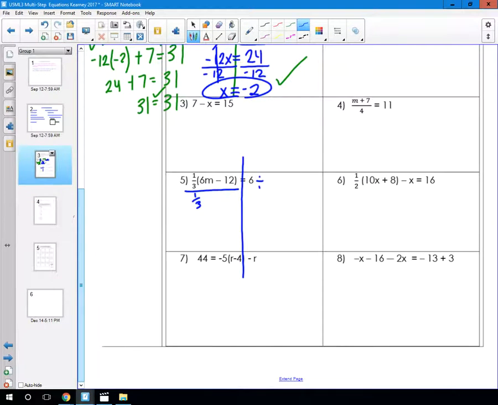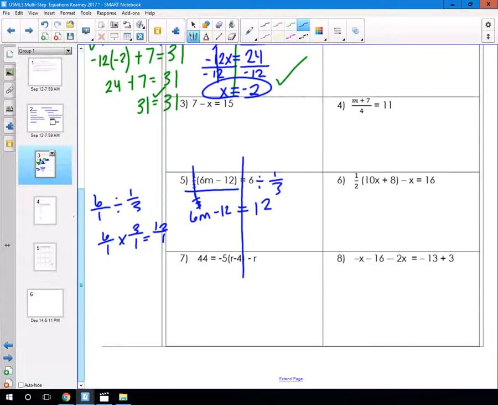Okay, whatever I do to one side, remember, listen to your teachers, listen to your mother. What you do on one side, you do to the other. So we divide by 1/3. And 1/3 divided by 1/3 is just 1. So that cancels out. And I'm left with 6m minus 12 equals, and now 6 divided by 1/3, keep, change, flip. 12 over 1, which is 12.